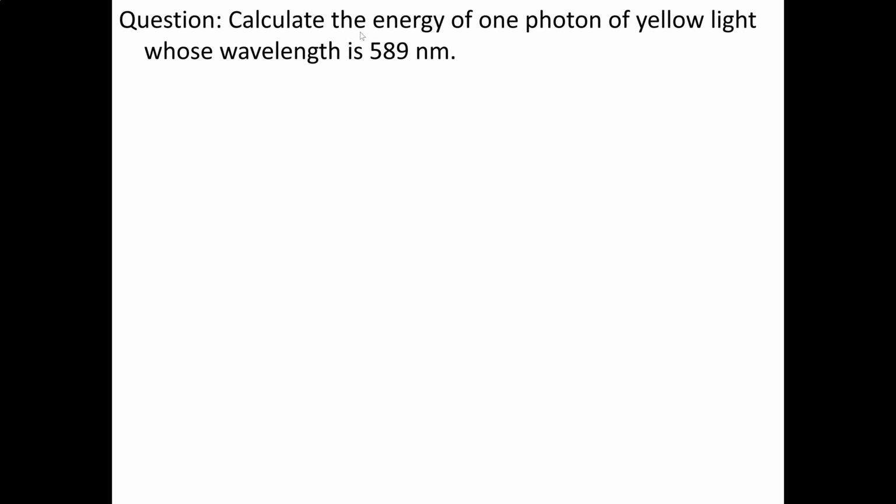So now we're going to a different question. You're calculating the energy of one photon of yellow light whose wavelength is 589 nanometers. In order to do this, you've got to kind of work your way backwards. So how am I going to solve for energy? Energy is going to equal H times V, right? In order to do this, I need the V. This is not V. This is not the frequency. This is the wavelength. So how do I get the frequency? Well, we know that V is equal to C over lambda. So that's how we're going to operate on this.